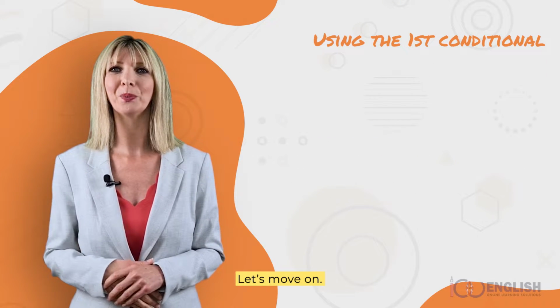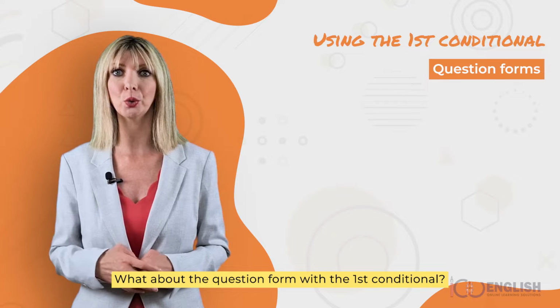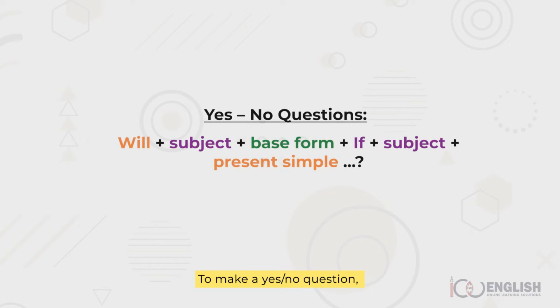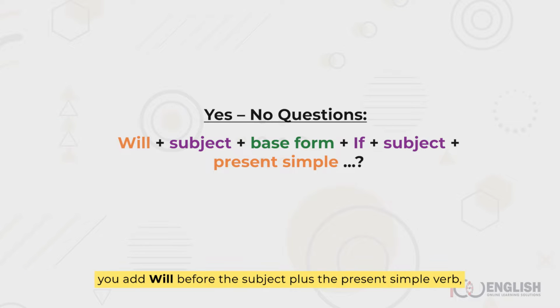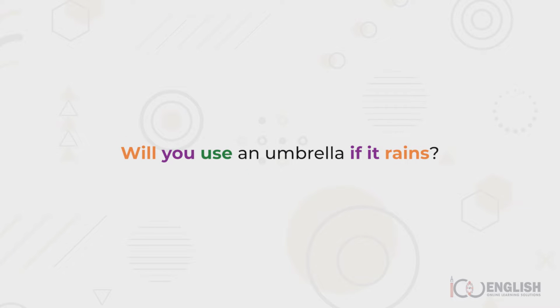Let's move on. What about the question form with the first conditional? Do you know how to form it? To make a yes/no question, you add will before the subject plus the present simple verb followed by the if clause. Let's look at an example. Will you use an umbrella if it rains?